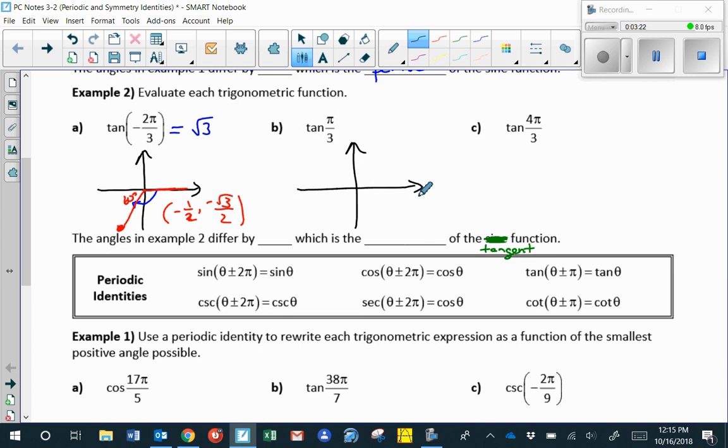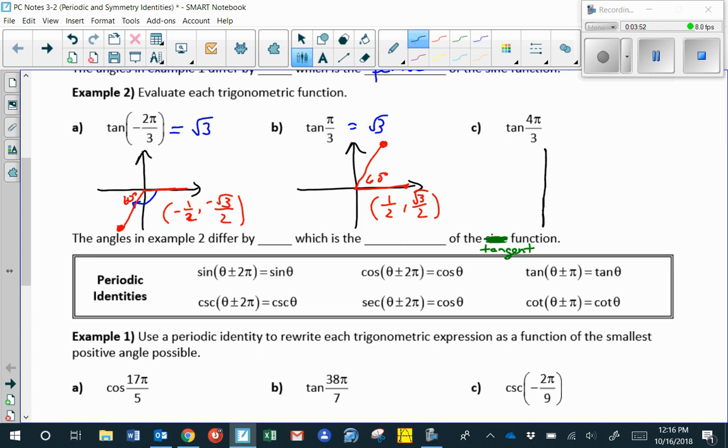Now let's take a look at tangent of pi over 3. Pi over 3 is a 60-degree angle, so our terminal side will be in quadrant 1. And the coordinates of the point where the terminal side intersects the unit circle are positive 1/2 comma positive square root of 3 over 2. The tangent is the second coordinate over the first coordinate, which is positive square root of 3.